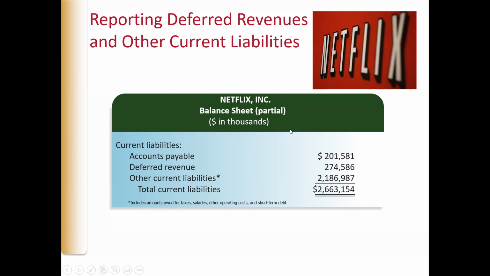This portion of Netflix shows the current liabilities they have sitting on their books. Now, isn't this interesting? Deferred revenue of $274 million. Do you know what I bet that is? You pay your Netflix account up front, don't you? You pay it up front for use for the month. And then after the month is completed, they've earned that revenue.